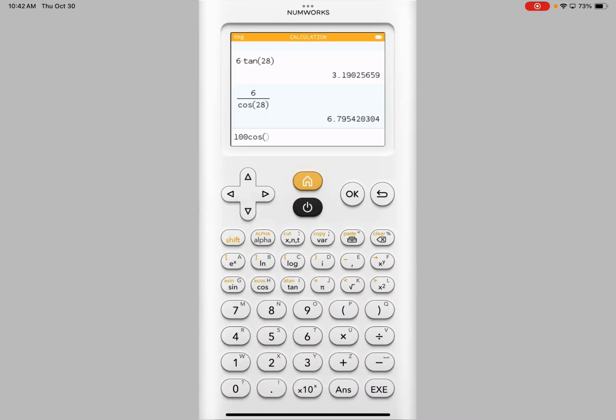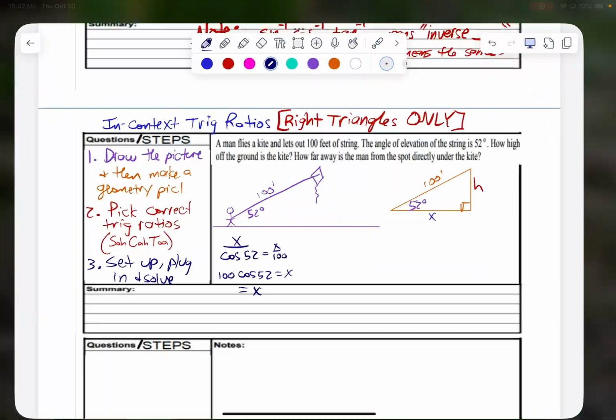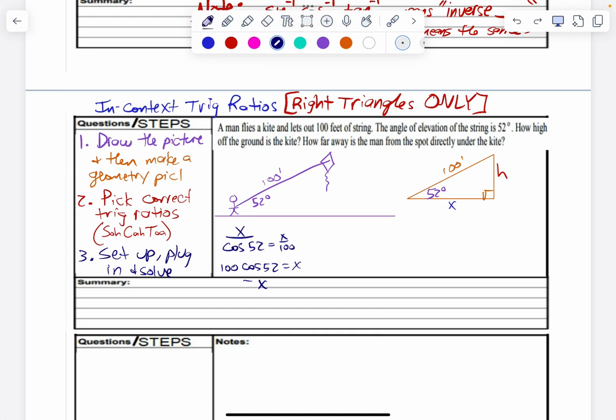100 cosine 52. So, no, I was a little long. 61.6 feet. 61.6 feet. I labeled it with just the little apostrophe. And I guess that's probably worth saying here. Just out to the side of your work, make sure you remind yourself to label.